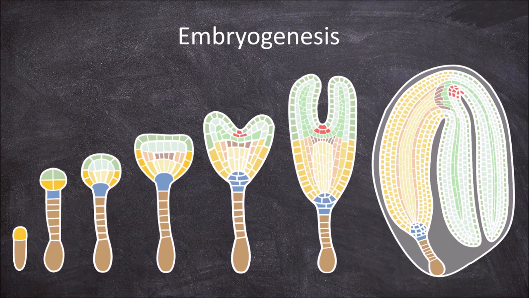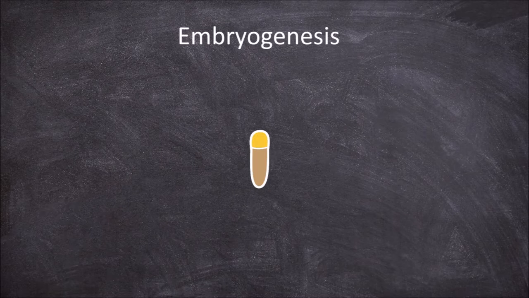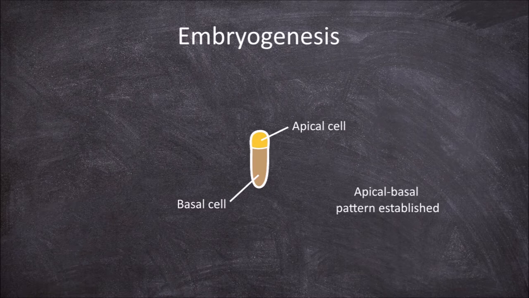The first step of embryogenesis occurs with the first cell division of the zygote. This cell division is asymmetrical, creating a smaller apical cell and a larger basal cell. It is at this stage that the apical-basal axial developmental pattern is established. The apical cell contains more cytoplasm than the basal and goes on to divide and create the embryo.